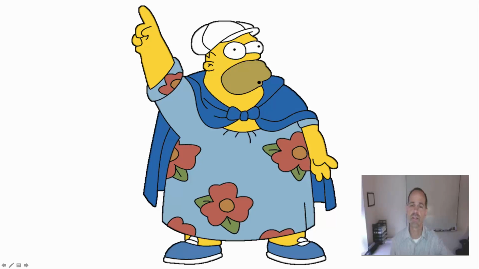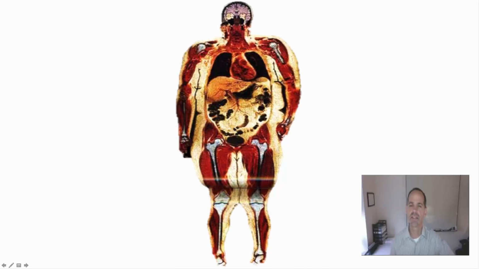So in order to more closely understand what obesity is, and this is truly just calories in, calories out, we need to look a little deeper. Homer Simpson here is representing our average obese individual. And if we slice him in half, this is what we see. We see a lot of white stuff here. This is adipose tissue or fat tissue. This is where most of the fat in your body is stored.